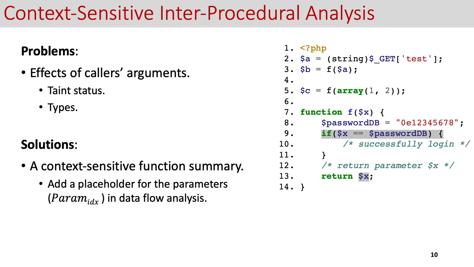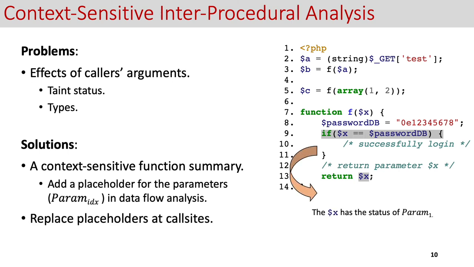We replace the placeholder with exact information at the call site. For example, when we construct the function summary for f, we collect the status of the variable x at line 99, and therefore, when we analyze at line 3 and 5, we can replace the placeholder with the information of the arguments. Therefore, we can identify that line 3 is a bug while line 5 is not.